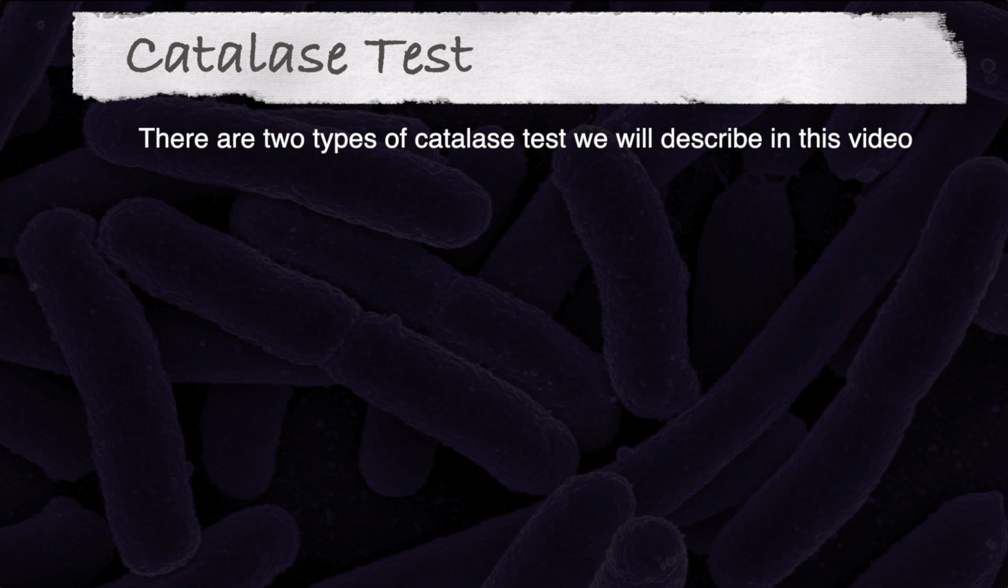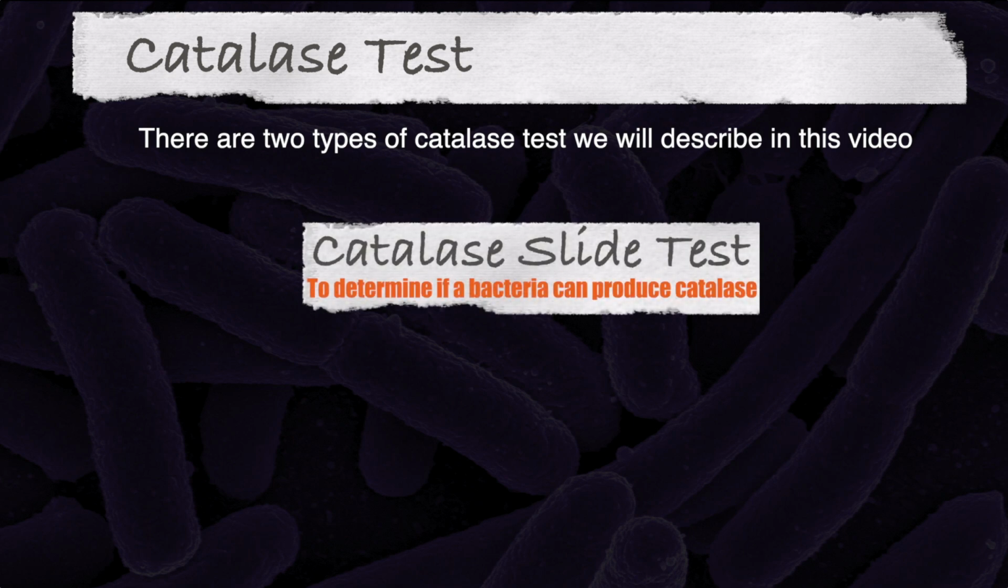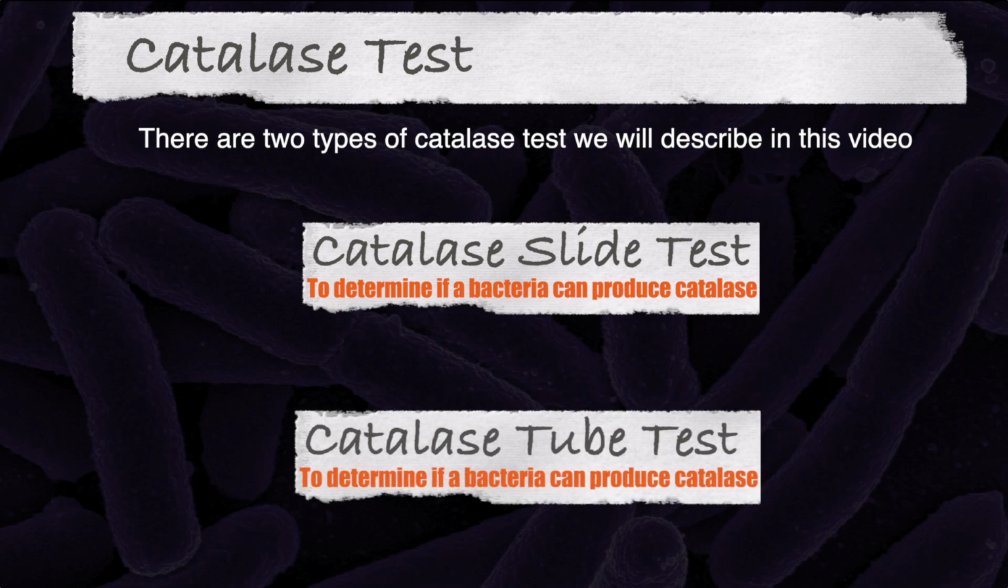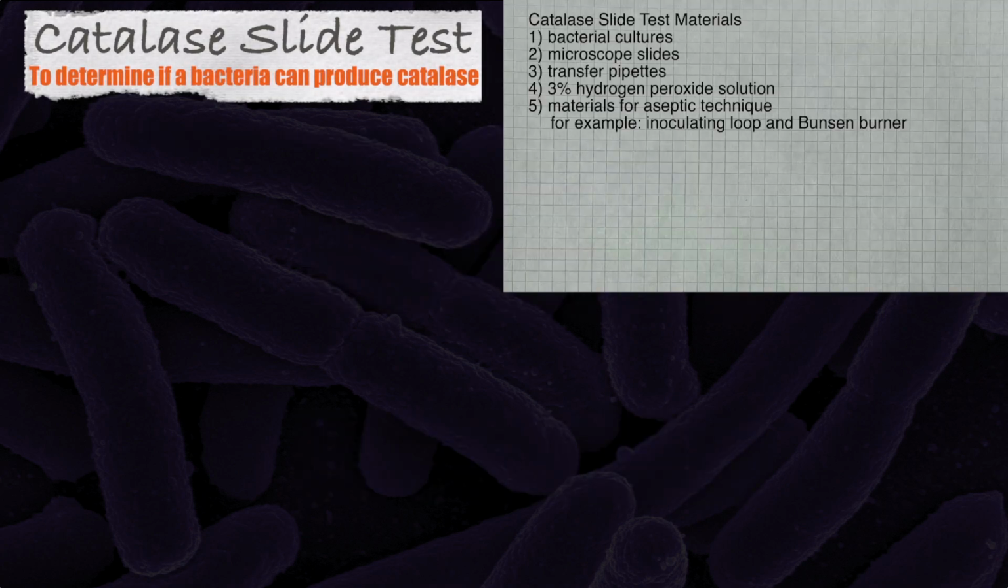There are two types of catalase test we will describe in this video: the Catalase Slide Test and the Catalase Tube Test. In order to begin the Catalase Slide Test, you're going to need the following materials: bacteria cultures, microscope slides, transfer pipettes, 3% hydrogen peroxide solution, and materials for aseptic technique, for example, an inoculating loop and Bunsen burner.